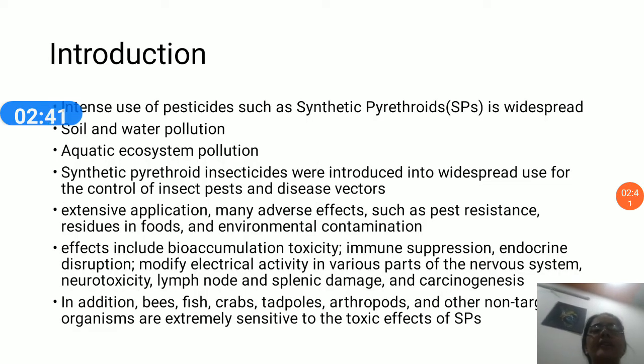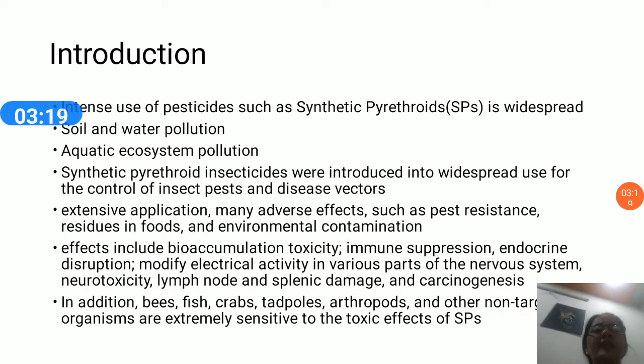As we have seen, its use is widespread, hence it is responsible for soil and water pollution. Various aquatic ecosystems are also polluted. These synthetic pyrethroid insecticides were introduced into widespread use for controlling insect pests and disease vectors. Extensive application is there, and many adverse effects are also there, such as pest resistance, residues in food and environmental contamination.